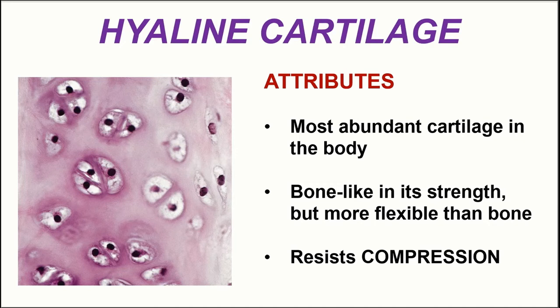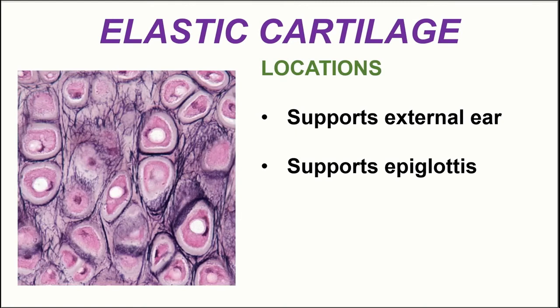Bone is not a particularly good material in tension, and neither is hyaline cartilage. So let's move on to elastic cartilage. It has a more limited set of locations within the body. Elastic cartilage supports the external ear and a structure called the epiglottis.